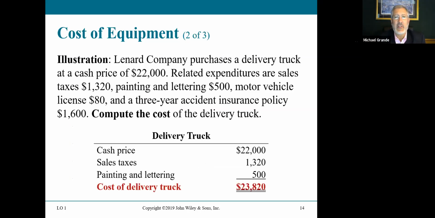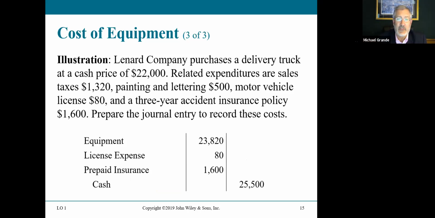Example for a piece of equipment. Leonard Company purchases a delivery truck at a cash purchase price of $22,000. Related expenditures, or shall we call them disbursements, because we don't want to consider them expenses, are sales tax, painting and lettering, motor vehicle license, and a 3-year accident insurance policy. Compute the cost of the truck: the cash price, the sales tax, getting it ready for its intended use, and the lettering. But you can see that the motor vehicle license will be an expense and the insurance will be an expense.